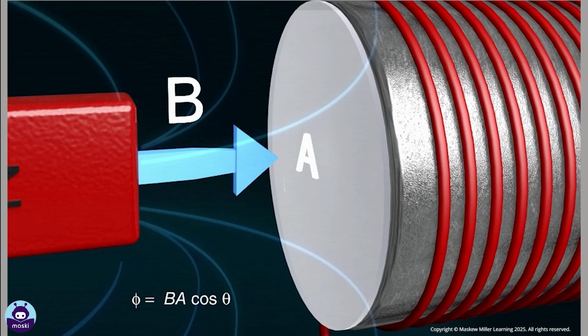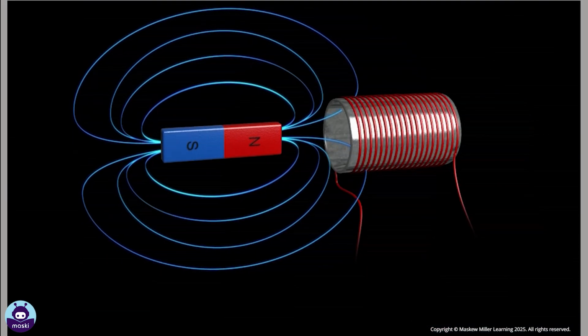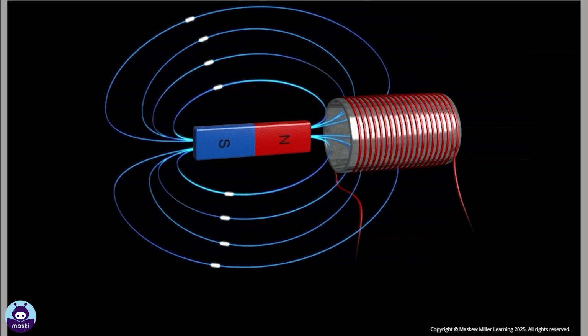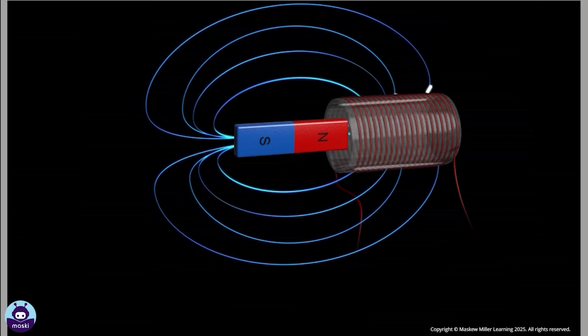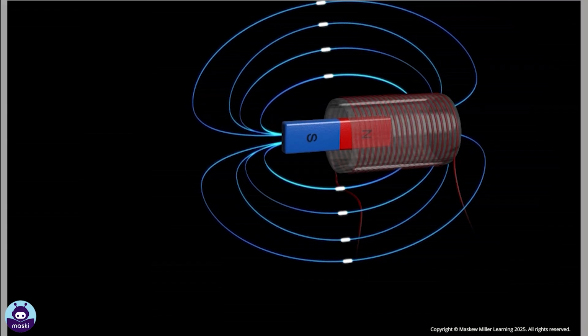B represents the magnetic field of the magnet. A is the cross-sectional area of the solenoid, and theta is 0 degrees in this case. As the north pole of the bar magnet is moved into the solenoid, the number of field lines of the magnet interacting with the solenoid increases. This increases the magnetic field and hence the magnetic flux associated with the solenoid.